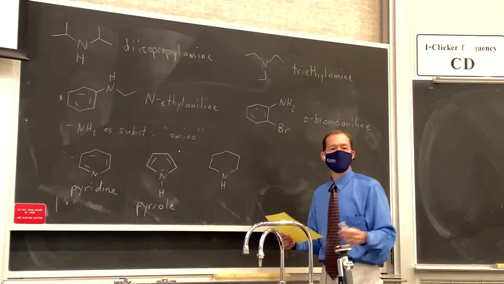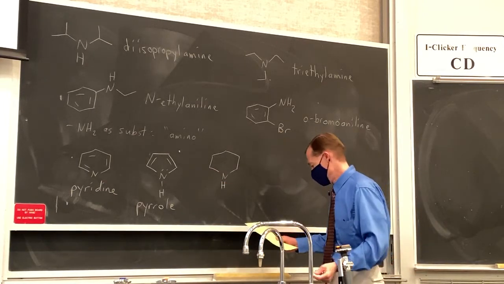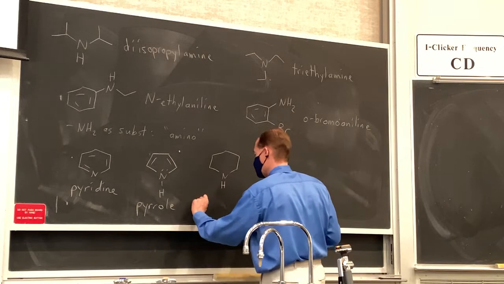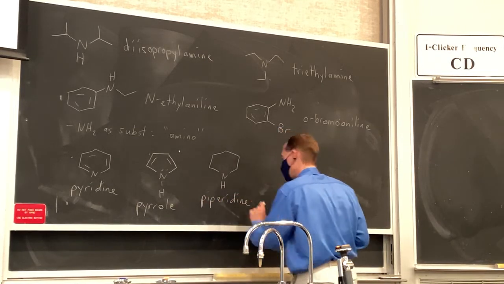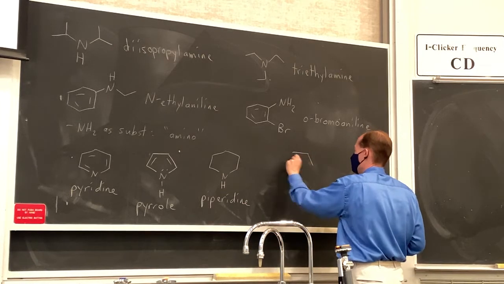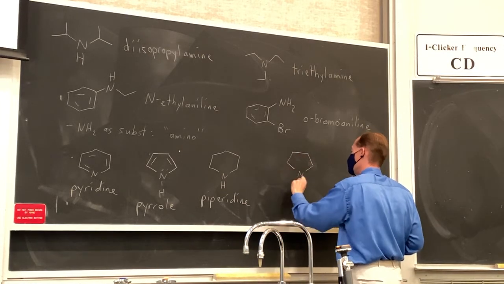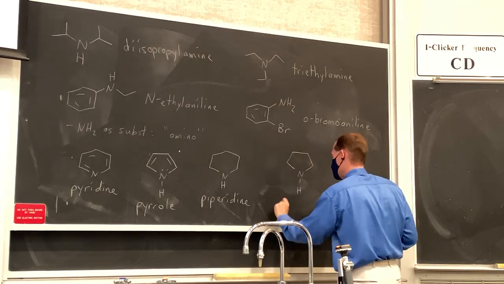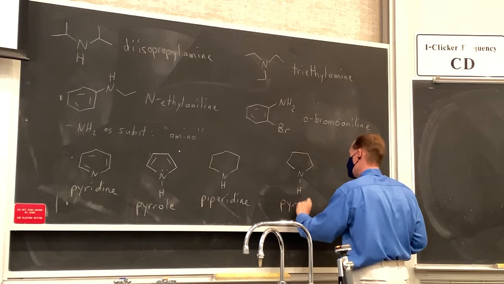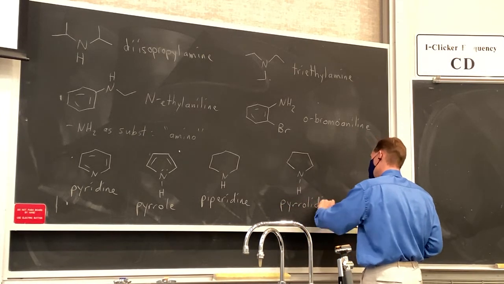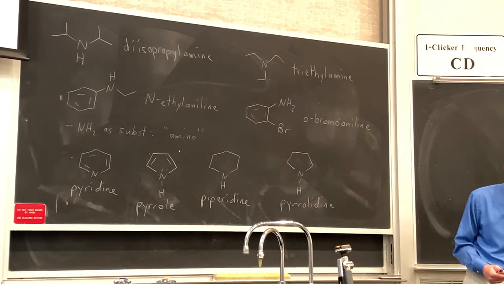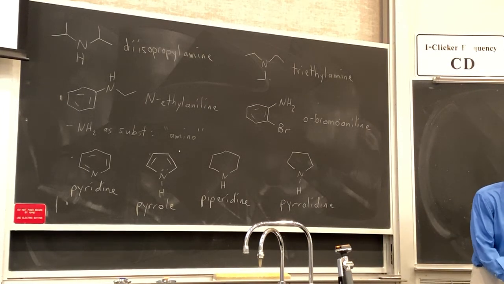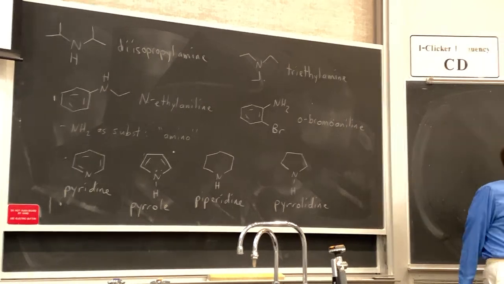Okay. So a 6-membered cyclic amine is referred to as piperidine. And then a 5-membered cyclic amine is referred to as pyrrolidine. So these are common names for amines that we need to be familiar with. Okay? Any questions on nomenclature?